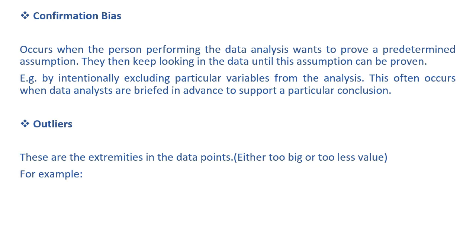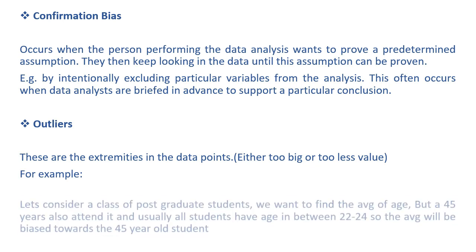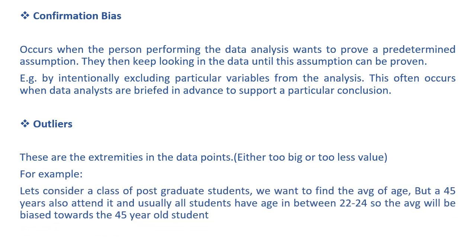Now, what are outliers? Basically, they are the extremities in the data points. Either the value is too large or too low. For example, in a class of postgraduate students, we can consider that a 45-year-old also attended, right? But basically, the student age is between 22 and 24. So the average will be biased towards the 45-year-old student for sure. So this is an outlier, and being a data scientist, you must remove outliers.